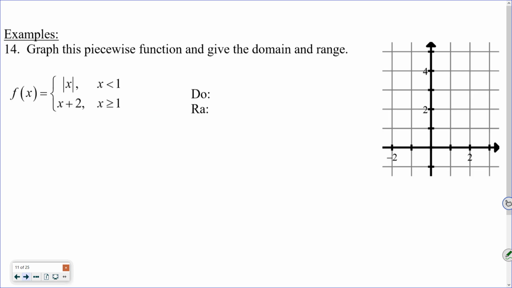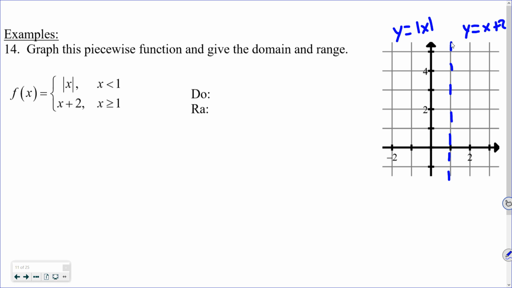So this says graph this piecewise function, give its domain and range. So f of x equals the absolute value of x if x is less than 1. f of x equals x plus 2 if x is greater than or equal to 1. So one way to think about this is you can start by dividing the graph. When x is 1, there's like a wall there. To the left of that, when x is less than 1, I'm going to graph y equals the absolute value of x. When x is greater than 1, I'm going to graph y equals x plus 2.